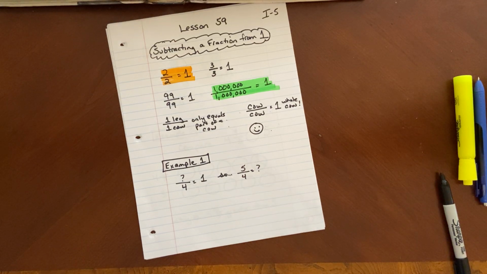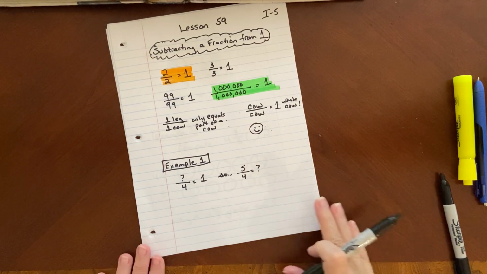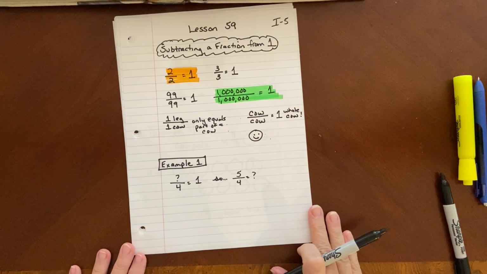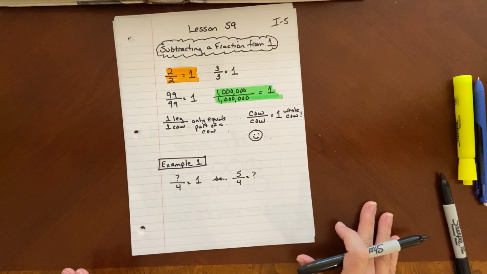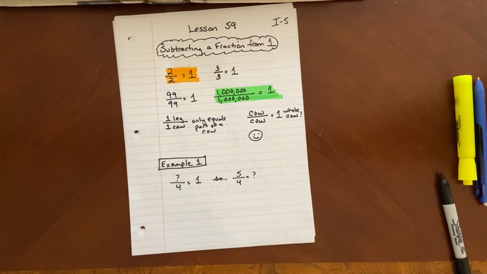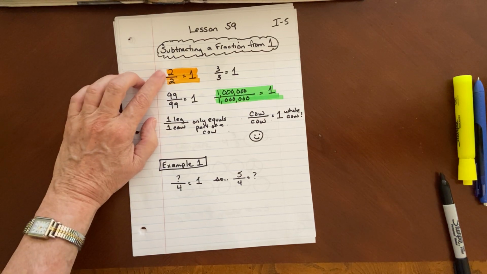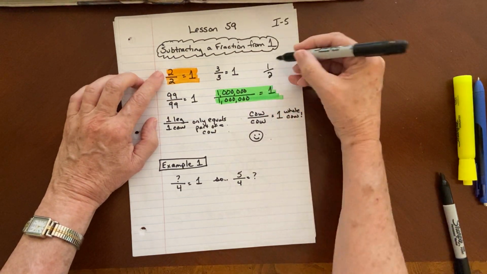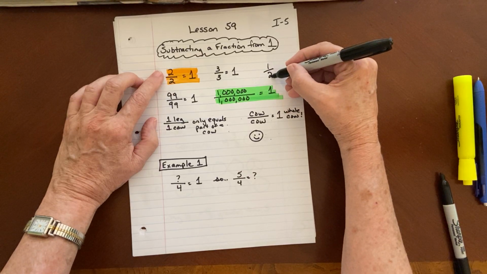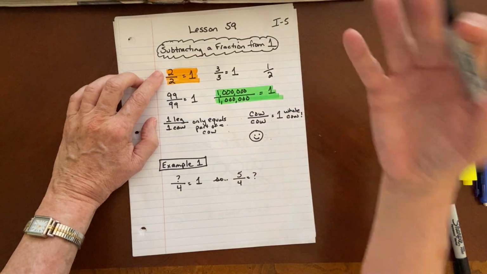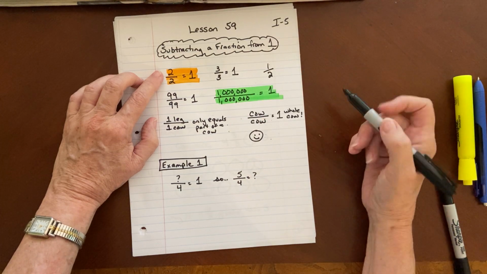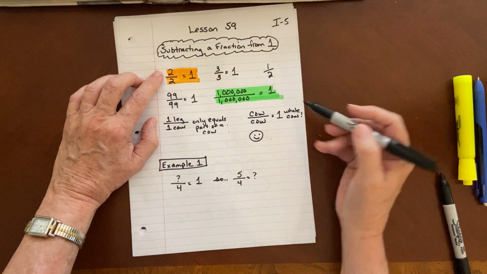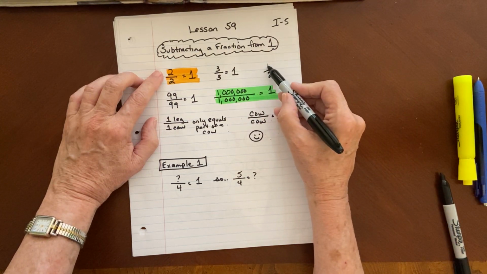This is lesson 59, subtracting a fraction from 1. So first we need to figure out what 1 is. One whole thing. A fraction means that I have 1 out of 2 pieces, right? So I have a half of a whole thing, 1 out of 2. It means I cut it into 2 pieces and I took one of them.